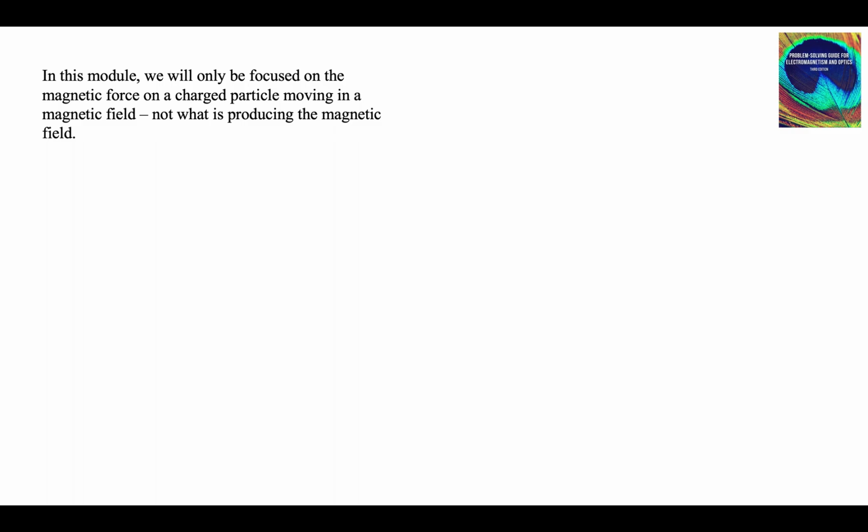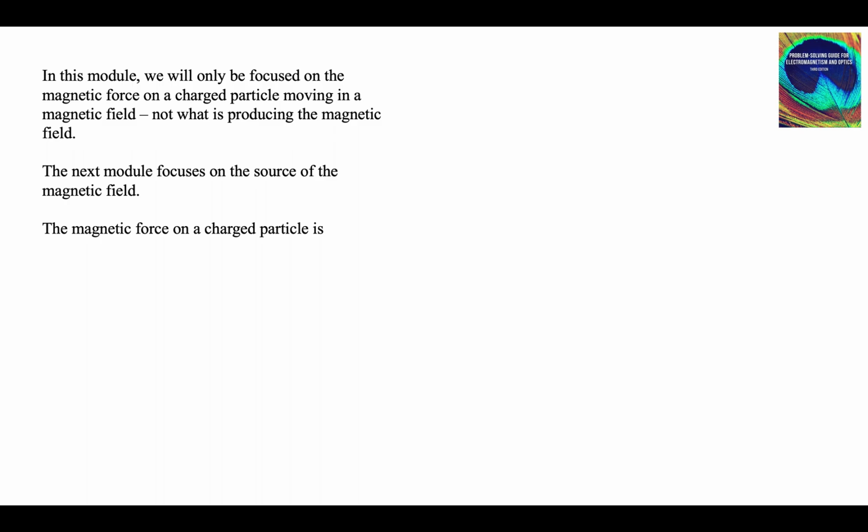In this module, we're only going to be focused on the force on a charged particle moving in a magnetic field, not what's producing the magnetic field. That's the next module. The magnetic force on a moving charged particle is Q V cross B. It's weird that the force depends on the speed. If the speed is 0, there's no magnetic force. B is the magnetic field. Q is the charge.